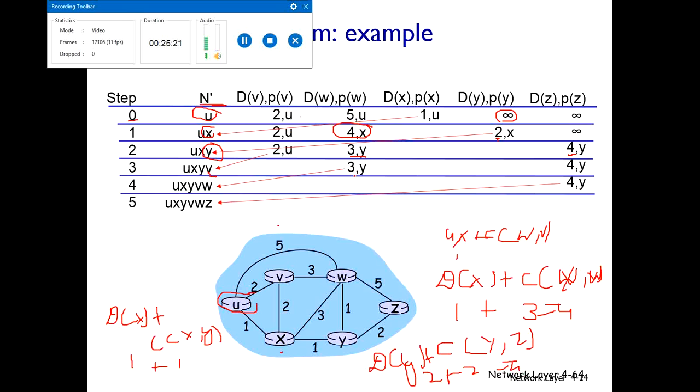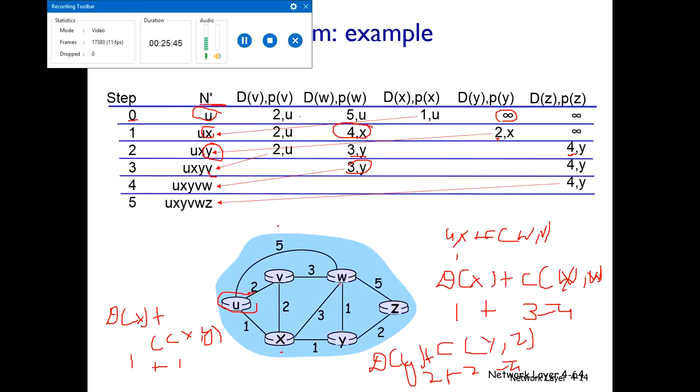Now we are left with w, and you only need to write it if there is any successive update. If there is no update, you can leave it blank. That's perfectly fine. Okay, so now we are left with w and z. Out of this, the least cost is for w. So we will add w to the list of traversed nodes.